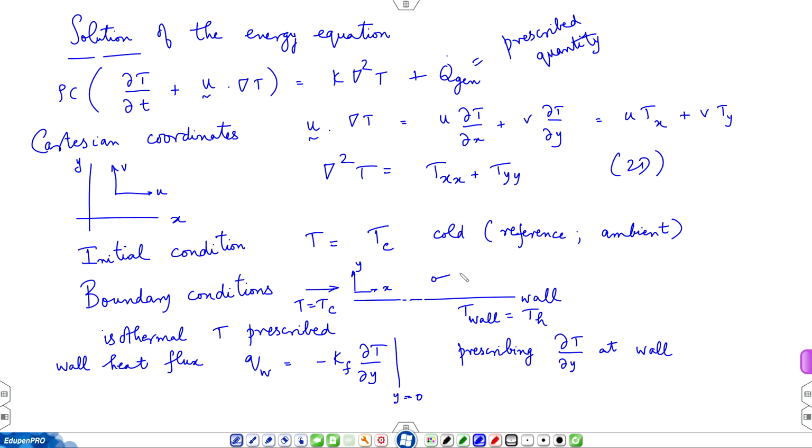So, this material has a conductivity Kf, viscosity mu. Why do you need viscosity? Because you have to solve the mass and momentum equations. That velocity goes into solving the energy equation.